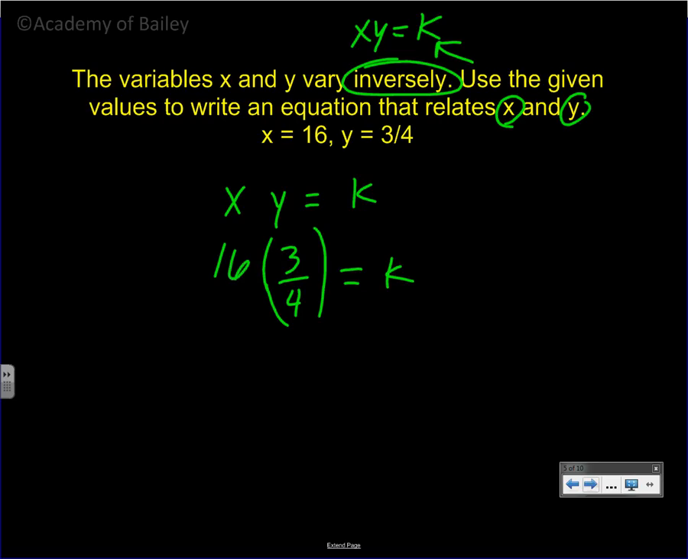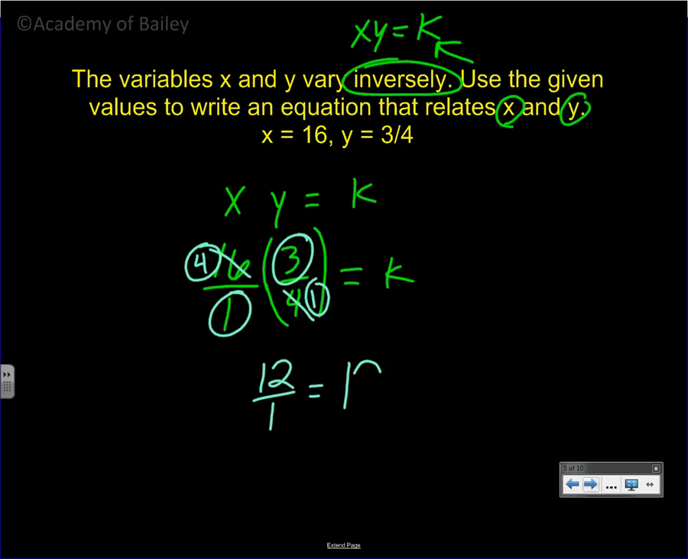So just multiply. We have 16 over 1 times 3 over 4. I know 4 goes into 4 and 4 goes into 16, so I can go ahead and reduce those now. How many times does 4 go into 16? 4 times. And how many times on the bottom does 4 go into 4? Once. So multiplying straight across, we have 4 times 3, which is 12, and 1 times 1, which is 1. 12 over 1 is just 12. And that is equal to k.